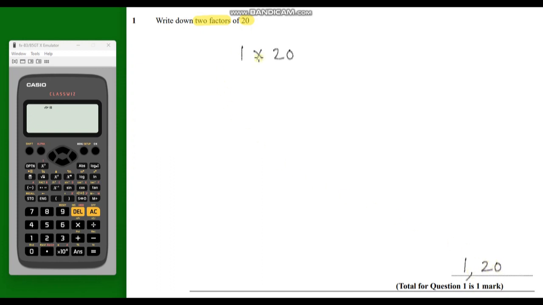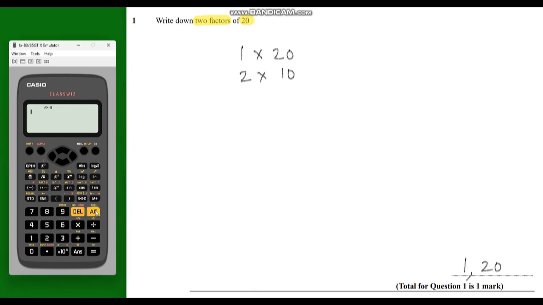Let me just show you what other factors we could have chosen. So after 1, we can go on to 2. Is 2 a factor of 20? Well, yes, 2 is definitely a factor of 20 because it's even. And 2 times 10 is 20. Is 3 a factor of 20? No, 3 is not a factor of 20.